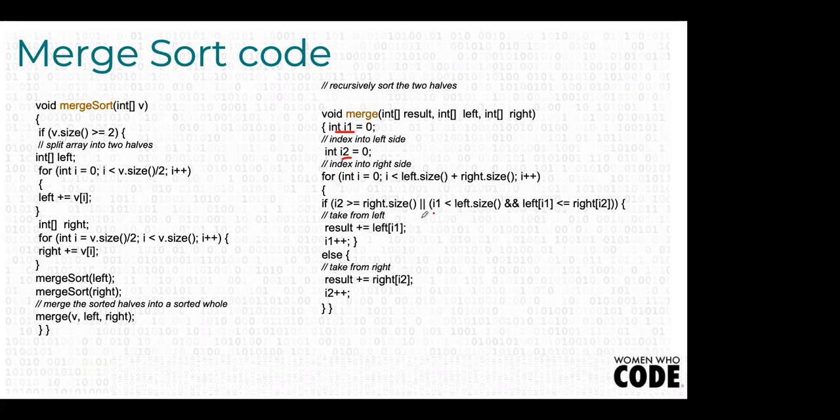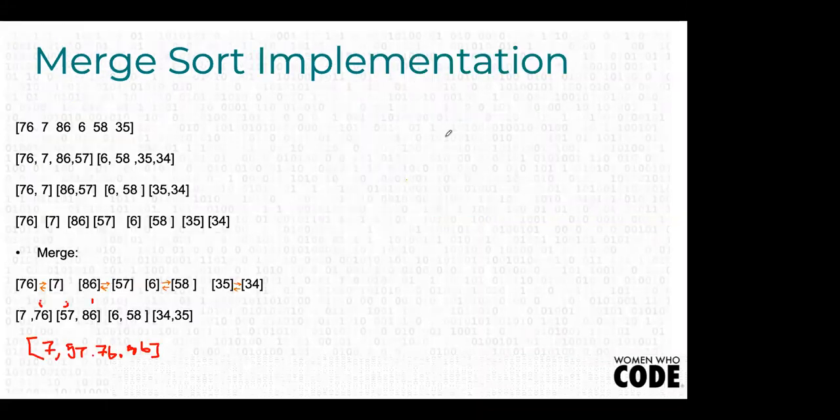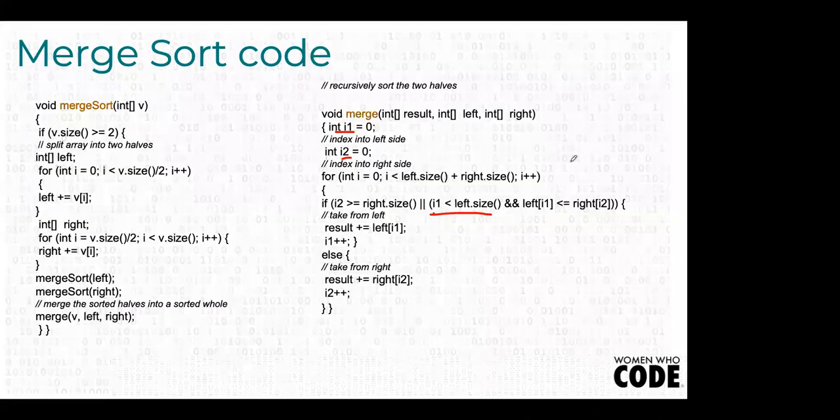So here we have I1 less than the size of the left array. And here in this case, we have an array of length 2. So you do this check only if this condition is fulfilled.